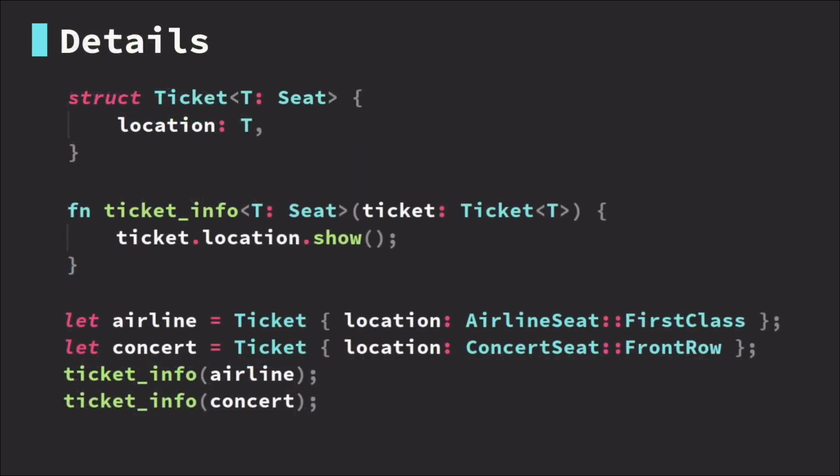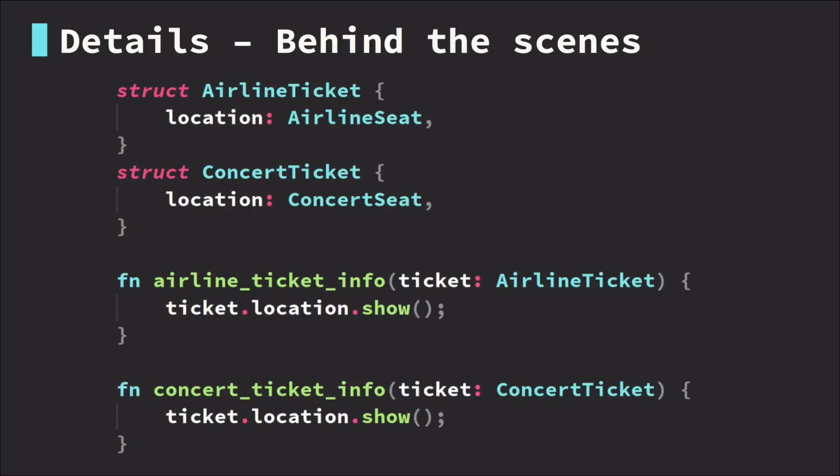We know from the previous lecture on generic functions that the ticketInfo function will expand into two separate functions behind the scenes, one that operates on airline seats and one that operates on concert seats. The same thing applies to generic structures as well. As part of the compilation process, we will have two ticket data structures, one that contains an airline seat and one that contains a concert seat. So if we take a look at this after expanding, we end up with two data structures, here and here, and two separate functions, here and here.